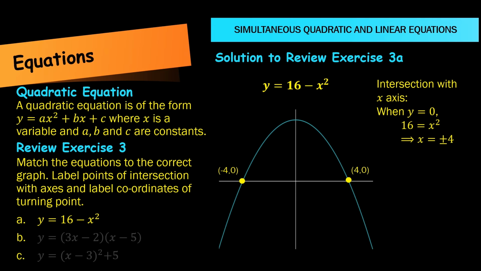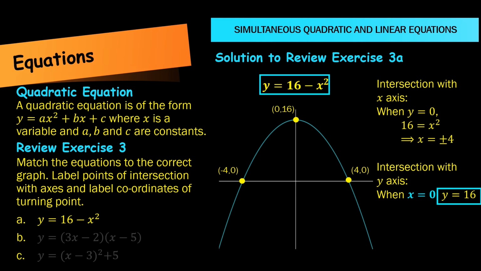And now for the intersection with the y-axis. This is when x equals 0. Now when x equals 0, y is equal to 16. We're simply plugging this into our equation. And so the point of intersection with the y-axis is 0, 16.